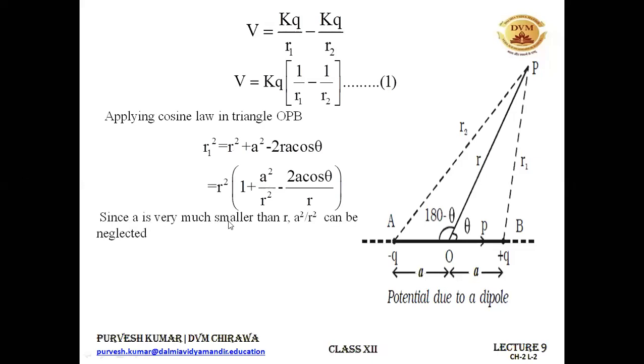Since this A is very smaller than R, we know this. This R is the distance of point P from the center of the dipole, and A is half of the distance between the dipole charges. So we know the charges of the dipole are separated by a very small distance, and that's why this half of the distance of the dipole, A, is very, very smaller than R. The square, A square upon R square, the square of some smaller quantity is even lesser, and when you divide it with some quantity, it again becomes more smaller. So it is very, very less, and it can easily be neglected.